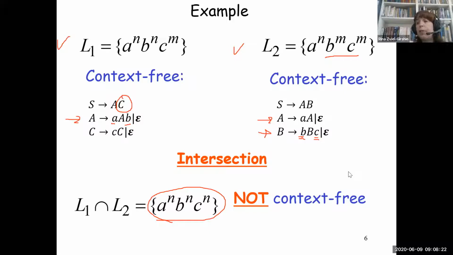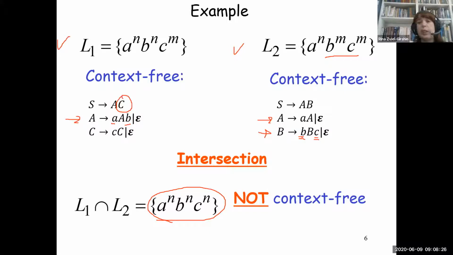This was enough for me to prove that the family of context-free languages is not closed under intersection, since I found one case with two context-free languages. I showed what the language of the intersection will be, and I know that this language is not context-free.